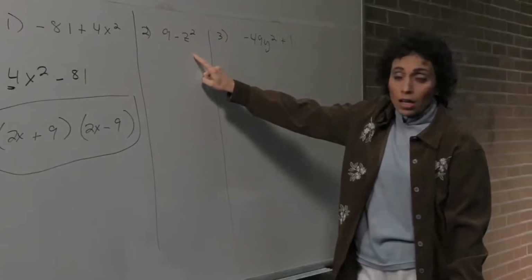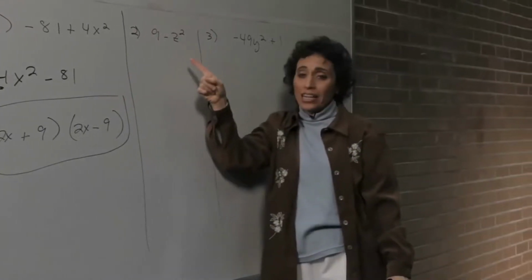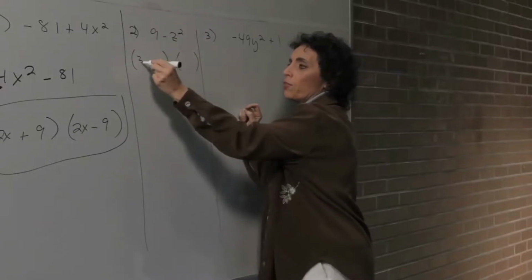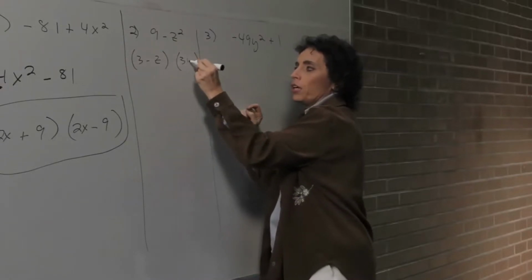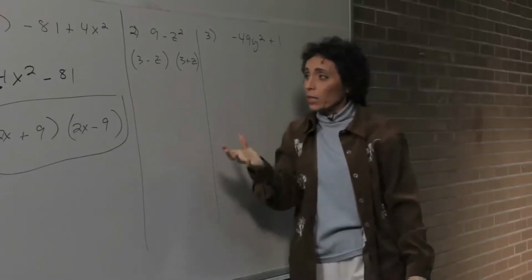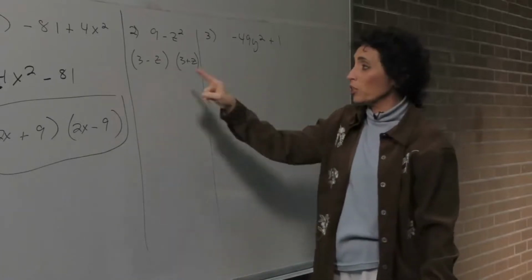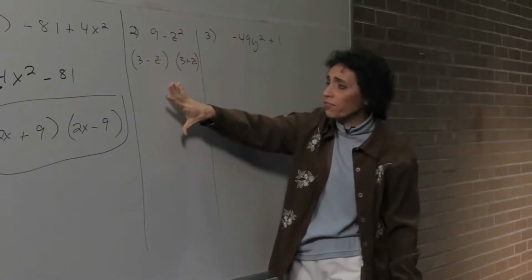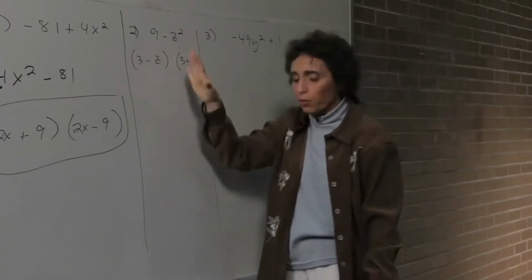Okay, now I got to be honest. You could factor it just this way. You could factor this like 3 minus z, 3 plus z. But I don't like it. And I'll tell you why I don't like it. Because later on, especially in intermediate algebra, this is not going to help you. So you could do that. I'd have to mark that right if it said factor. But I'm going to tell you what I'd rather do.